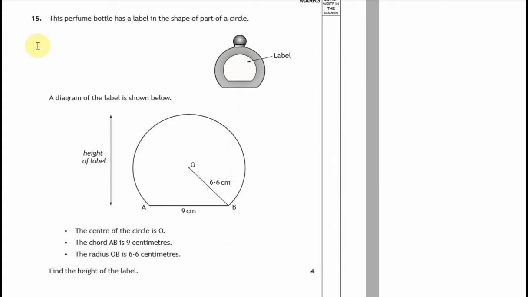Question 15. This perfume bottle has a label in the shape of part of a circle. Now, if you've watched any videos with me before, you know the minute we see circles with bits cut off what we should be thinking about. Part of a circle, alarm bell should be going off. The diagram of the label is shown below. Now they've really spoon-fed you this. The center is O, we know that. AB is on the diagram. Radius is 6.6. Find the height of the label.